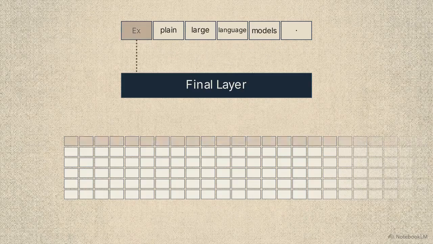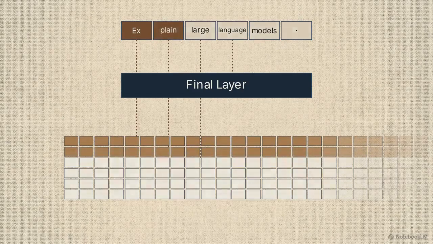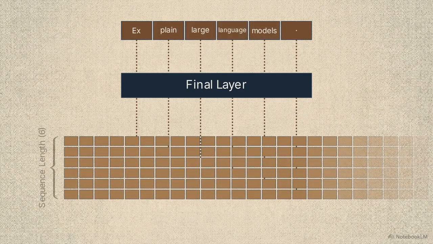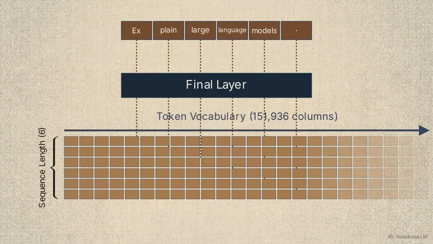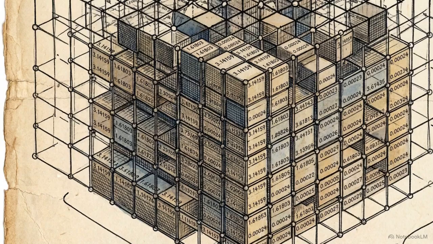The rows are straightforward. The 6 rows in this output matrix perfectly correspond to the 6 input tokens we originally fed into the model. The massive column count perfectly matches the total size of the model's token vocabulary. Inside this grid are hundreds of thousands of individual floating point numbers. These are the logits, the raw, unnormalized prediction scores calculated by the network.